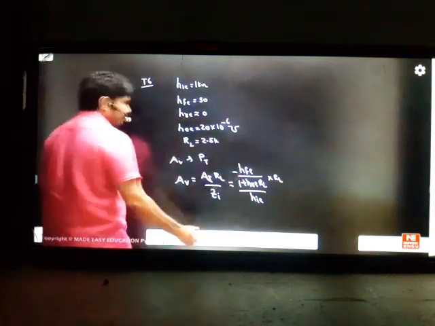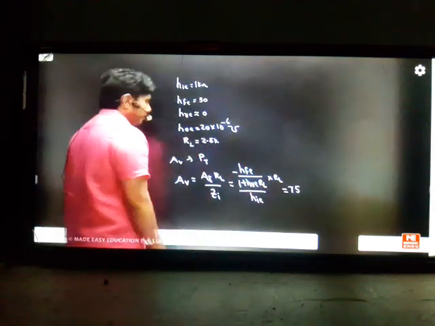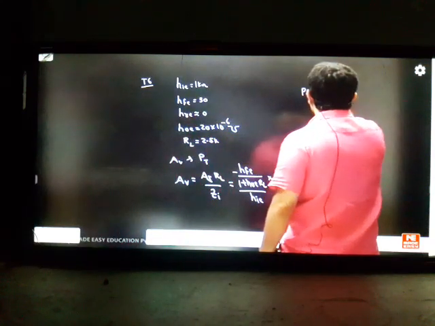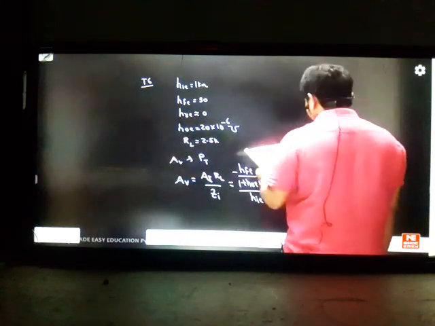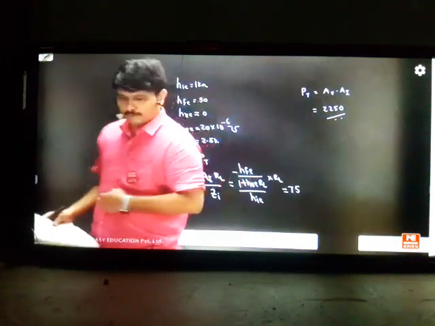So this problem you can solve with this formula. I think it comes to around 75 something. 75. If you solve it, and the power gain of your transistor is AV into AI. AI we already solved here. If you solve these two things, it comes to be around 2250. Approximately you get this answer. So this is the way how to solve it.